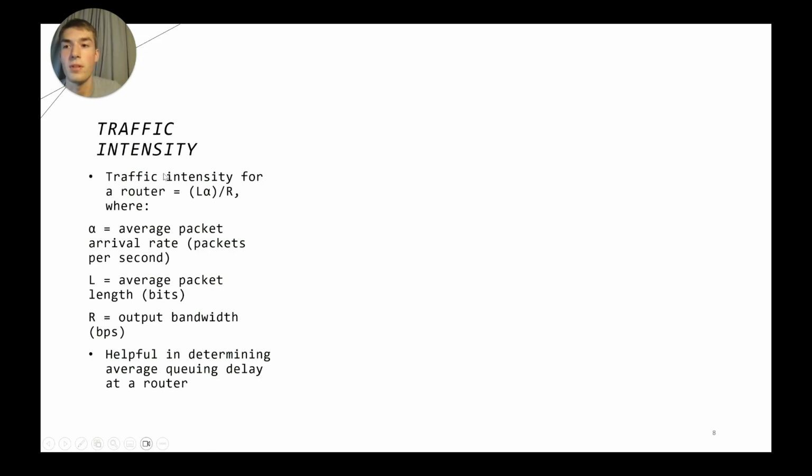One metric that we're going to use to measure the workload for a router is traffic intensity. And traffic intensity is equal to L alpha over R, where alpha is the average number of packets arriving at the router, and L is the average packet length, and R is the output bandwidth. So it's just the average packets arriving at the router times L over R, which is the transmission delay for that average packet. And so this metric of traffic intensity is going to be helpful in determining the average queuing delay at a router.